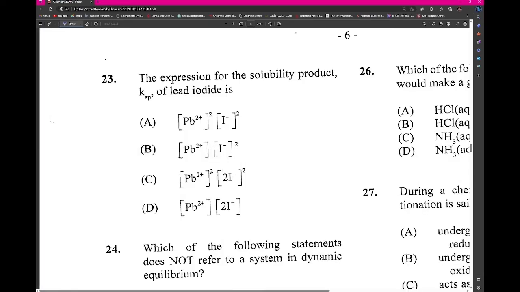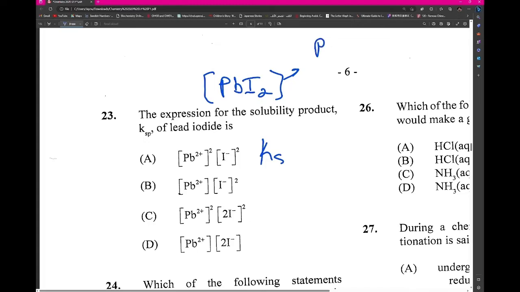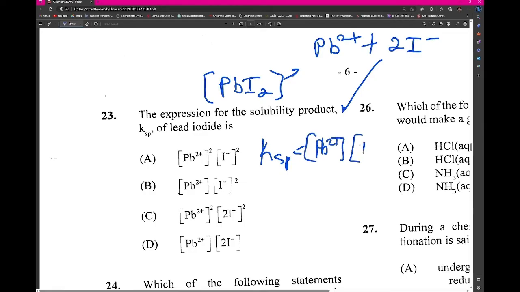Now the expression for solubility product KSP, lead iodide. So lead is a 2+ ion, and iodine is usually negative, just negative by itself because it's a halogen, right? So we're gonna see here that it's gonna be lead I2 generally. When this dissociates, we're gonna get lead 2+ ions plus 2 iodine ions, and if we're gonna write that as KSP, we're gonna get lead 2+ times I minus brought to the power of 2, right?